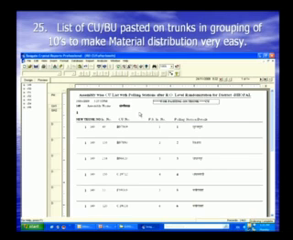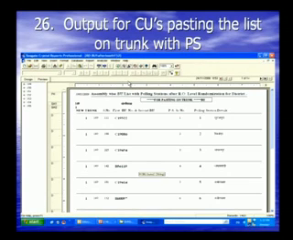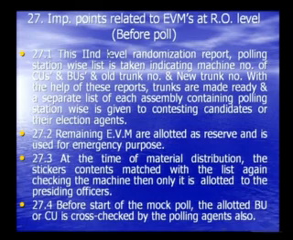Now in order to make things easy for the material distribution, we have given the new numbers. This is the new trunk number which exists now, this is the CU number, this is the polling station serial number, this is the polling station number, and this is the name of the polling station. So when you are making distribution, you have to ensure which machine is placed in which number. This is for the BU list.